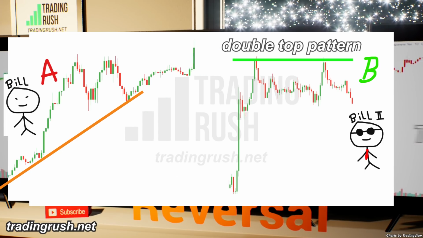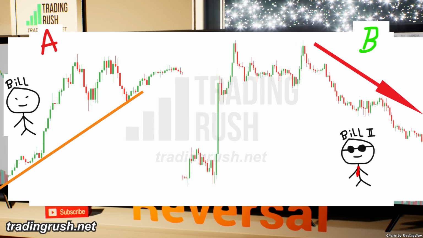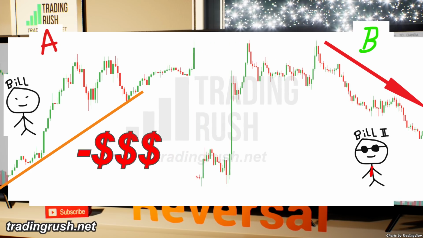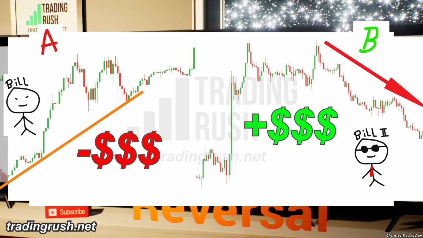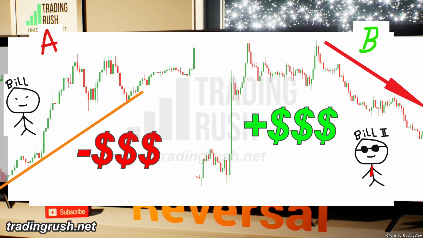On the other hand, price on the second chart actually gave a reversal and made a big downward move. On the first chart, Bill the First made a loss. But on the second chart, even though the charts looked very similar at the first glance, Bill the Second made a big profit. In this example, to understand why one reversal worked and other one didn't, we will have to switch to a higher time frame.